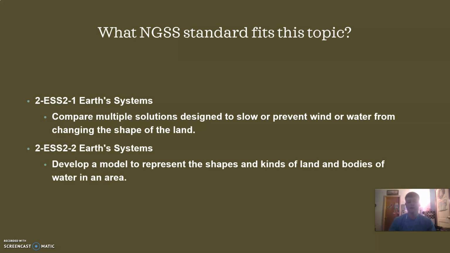Also, 2-ESS2-2, Earth systems, is basically developing a model to represent the shapes and kinds of land and bodies of water in an area. If you're creating an entire planet, it is important to know what you think the general shapes of the biomes or the water or anything will be. These two standards go hand in hand with my project because they're both designed on creating land, focusing on ecosystems and the design, the makeup, all this different vegetation and things like that.